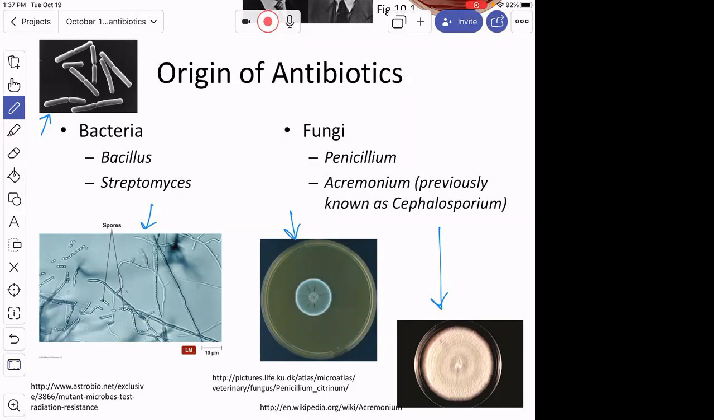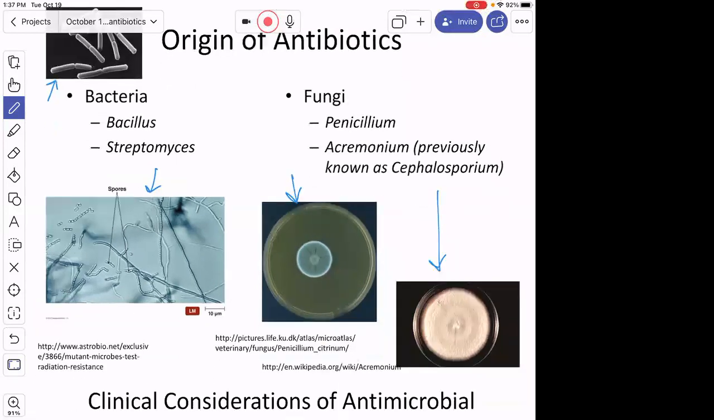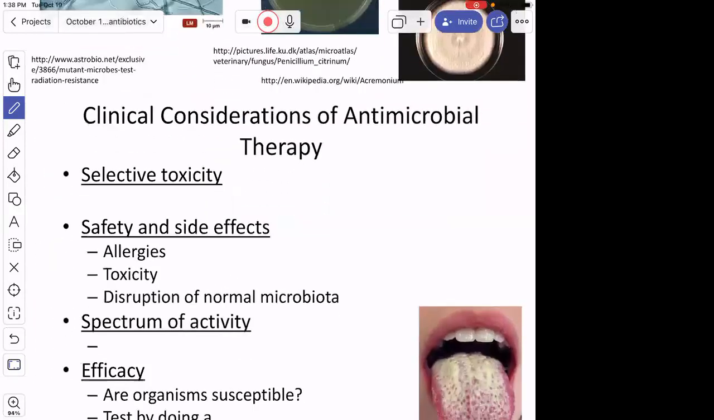We don't really know why. We think that in nature, they don't secrete high enough concentrations to actually outcompete other organisms. So we think it might have some kind of a signaling function, perhaps. As far as I know, that's still kind of a mystery.